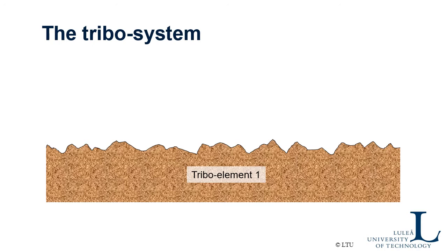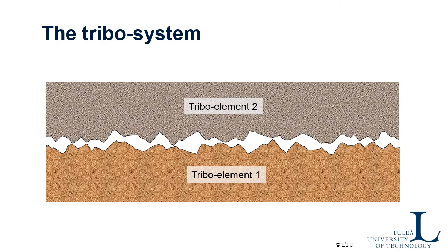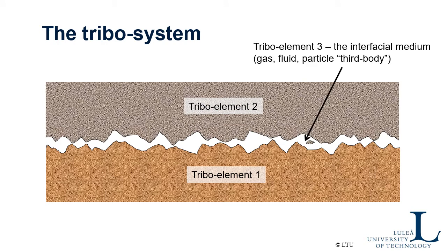Before describing different wear processes, I want to repeat some things. I'll start with the tribo-system. The tribo-system comprises four elements. It's the one surface, a second surface, some kind of a third element, which is the medium in between the surfaces. It could be a gas, a fluid, particles, wear debris, dust from outside. And the fourth element is the surrounding itself, so different atmospheres, for example.